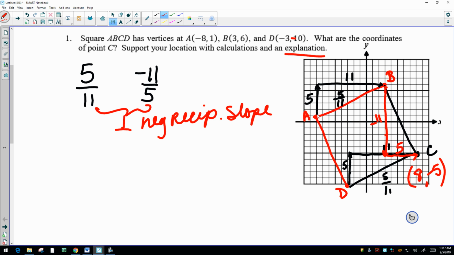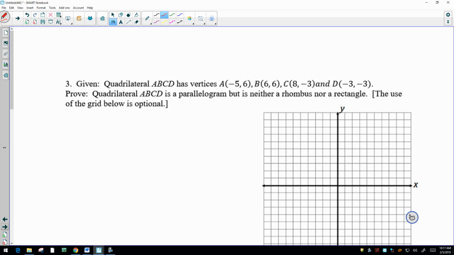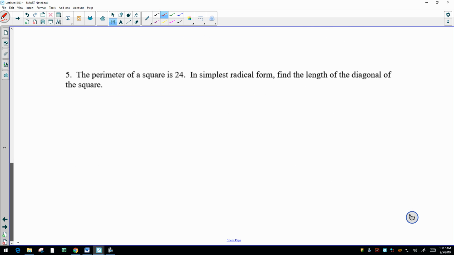Because we did a bunch of proof stuff, I want to jump over and go to question number 5. We will get to proofs, don't worry. I just want to make sure that we have some algebra today. Okay. So number 5, it's saying we have the perimeter of a square.